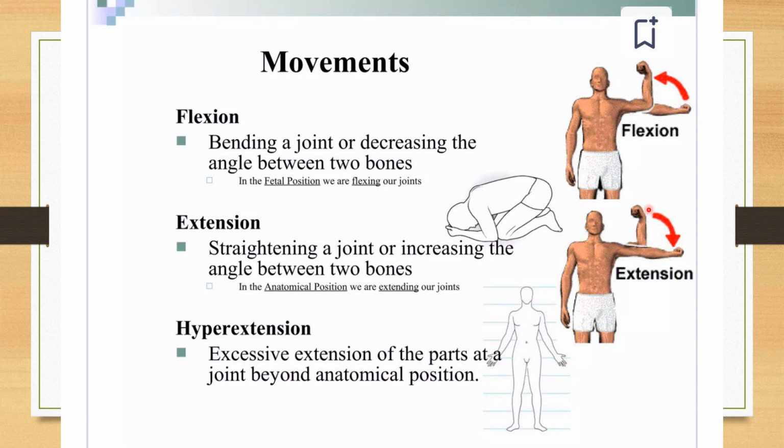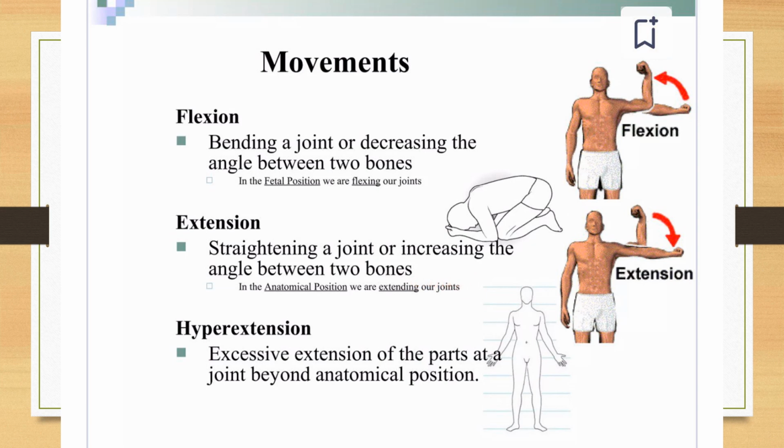When he straightens his arm again, it means he's extending, such that he is increasing the angle between the two bones. So straightening a joint or increasing the angle between two bones is extension. Then hyperextension is excessive extension of the parts at a joint beyond the anatomical position. One of the questions they can ask you in your MCQ: in the anatomical position, the arms are actually extended, not flexed. True or false? You should know that in the anatomical position, the arms are actually extended, not flexed.